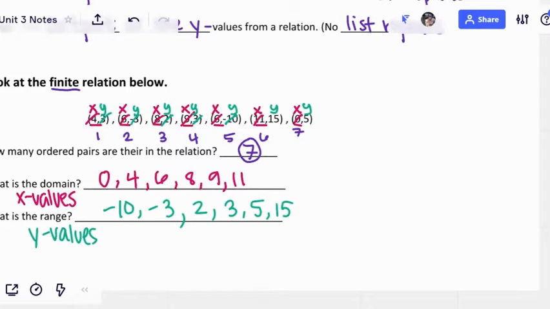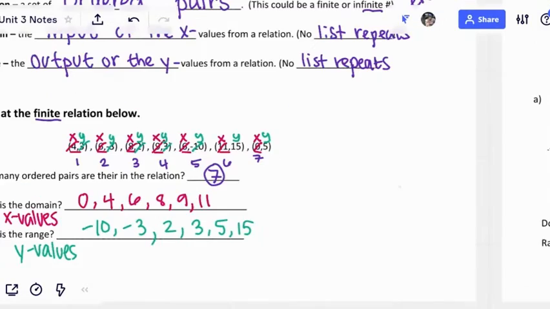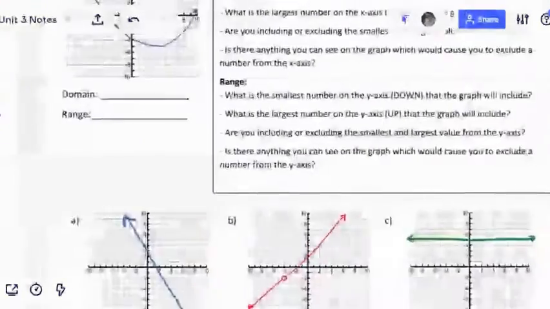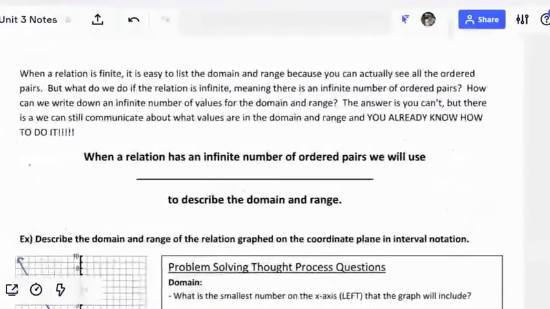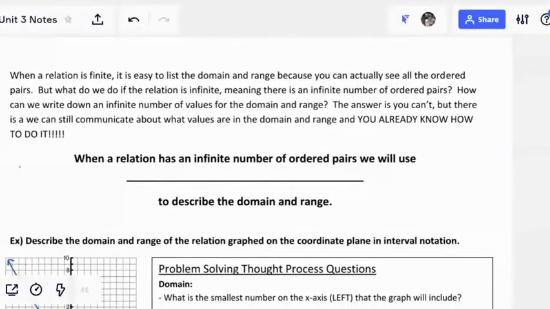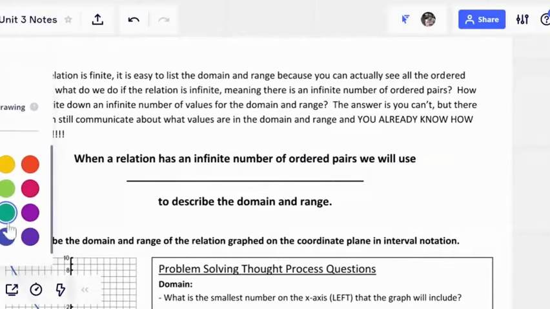And now we're going to talk about how to look at those vocab words, the domain and range, when we're looking at a graph. Okay, so now we're going to move on to the next page where we're going to be looking at the domain and range when we don't have a finite set of ordered pairs. So it's easy to tell what the domain and the range are when we have a set value of ordered pairs, but what do we do if we do not? What we're going to do is communicate the domain and range using something that you've already learned about, and that is interval notation.